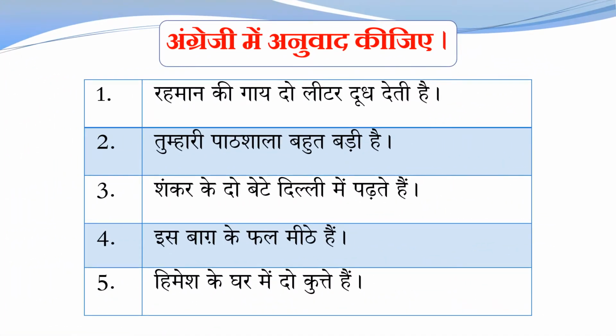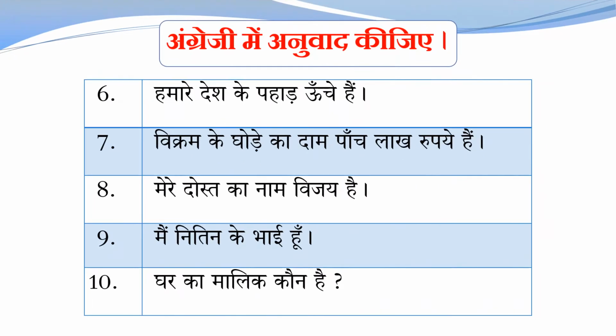Angrezi mein anuvad kijiye. Based on the vocabulary we learned, now try translating these sentences from Hindi to English. First one, Rahman ki gai 2 liter doodh deti hai. Second, tumhari paathshala bahut badi hai. Third one, Shankar ke 2 bete Delhi mein padte hain. Fourth, is baag ke phal meethe hain. Fifth one, Himesh ke ghar mein 2 kutte hain.